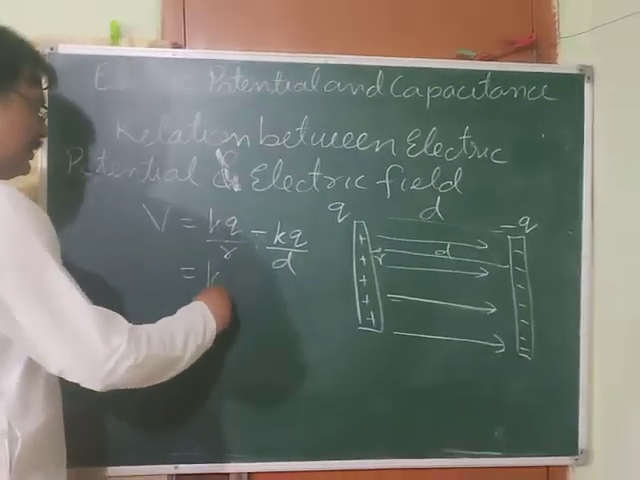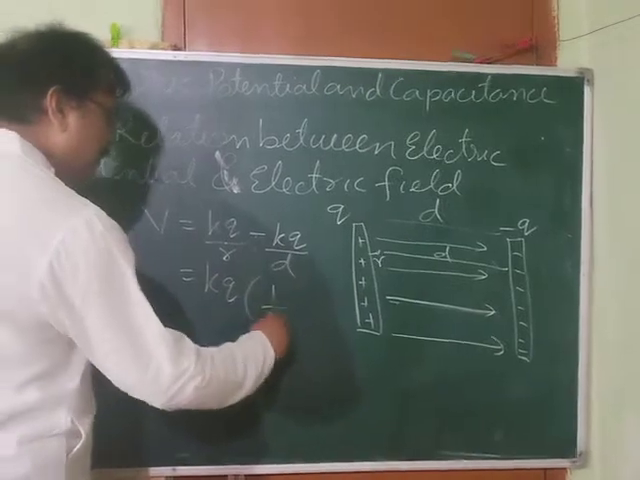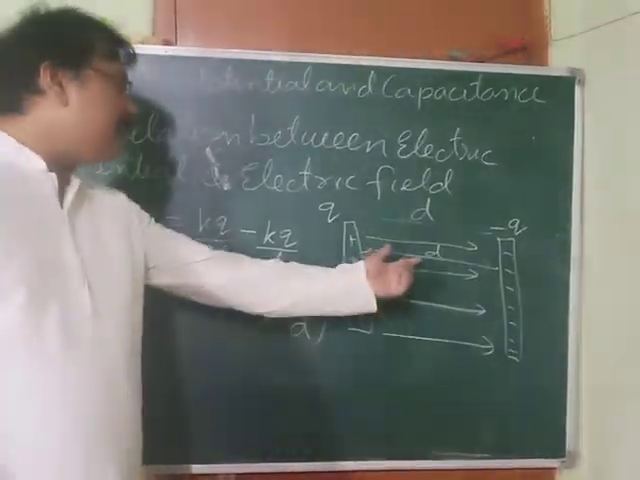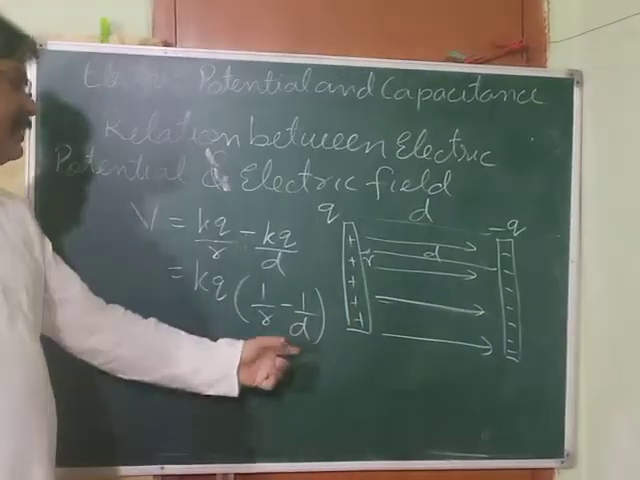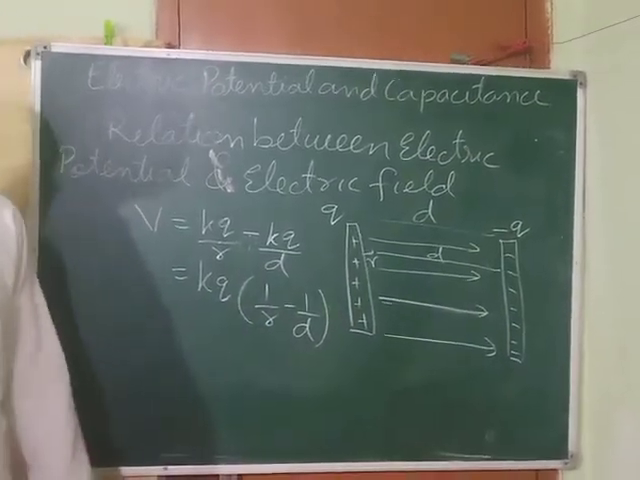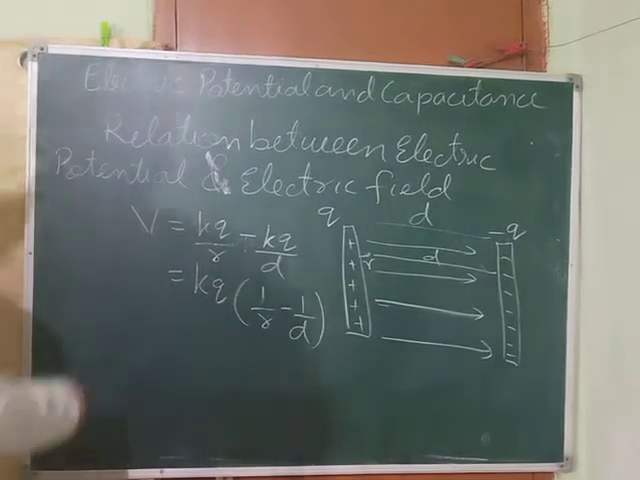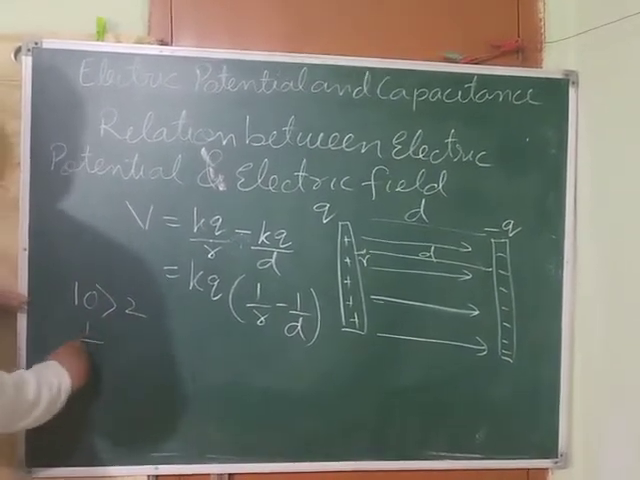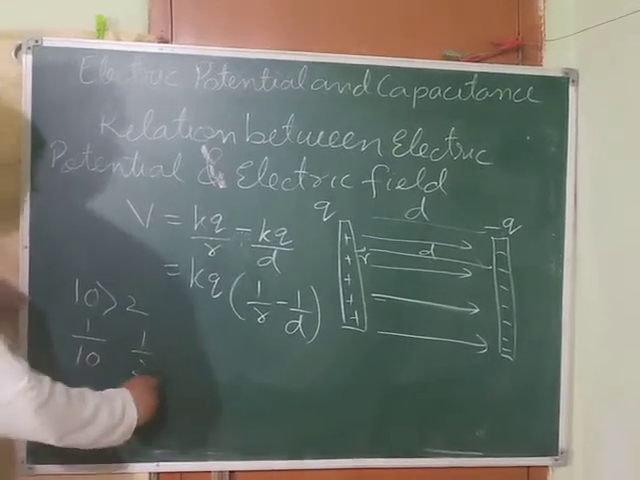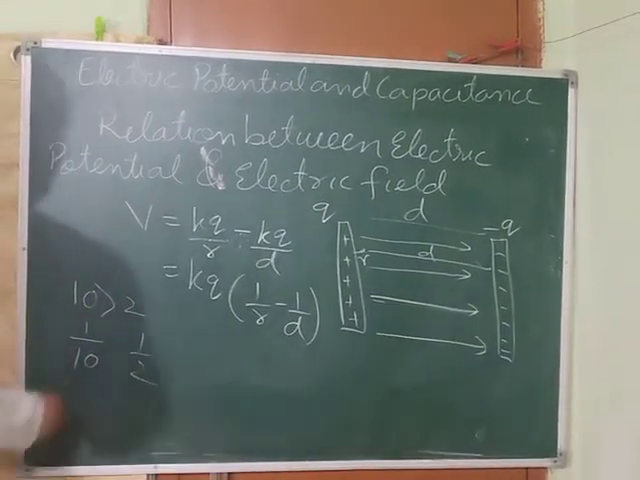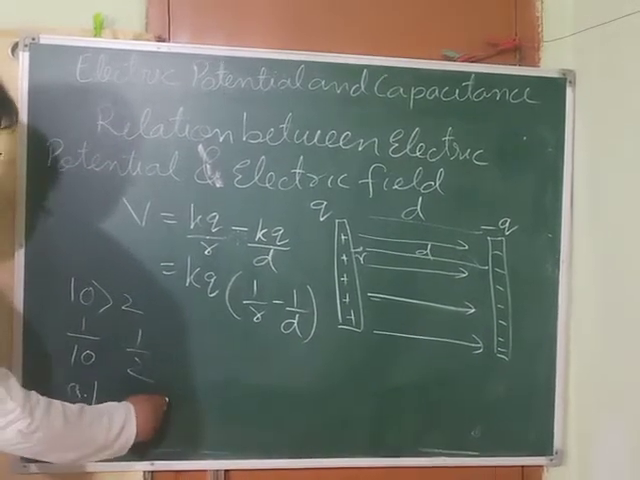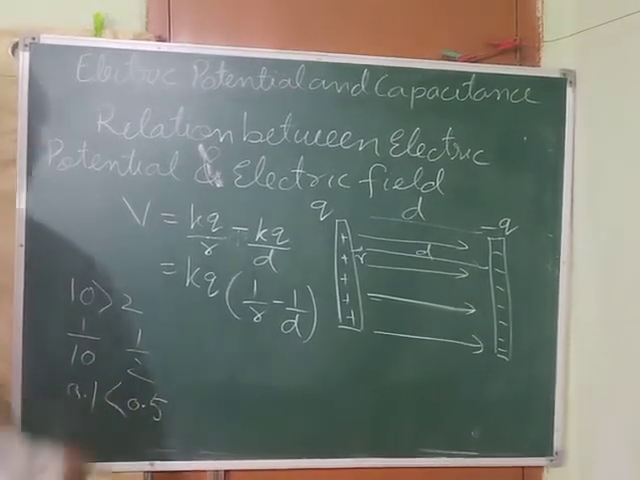Obviously, you can write this as KQ times (1 by R minus 1 by D). As D is longer than R, 1 by D is smaller than 1 by R. Not getting it? You know 10 is greater than 2. But what about 1 by 10 and 1 by 2? 1 by 10 is 0.1. 1 by 2 is 0.5. Now which is larger? The sign has reversed.